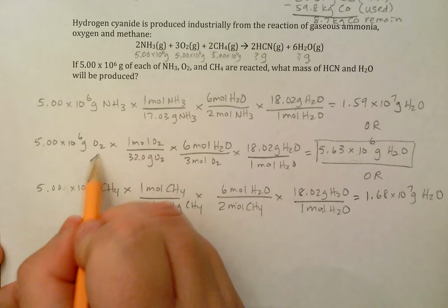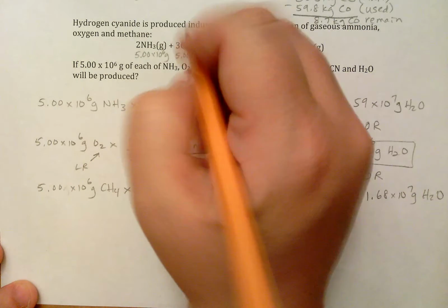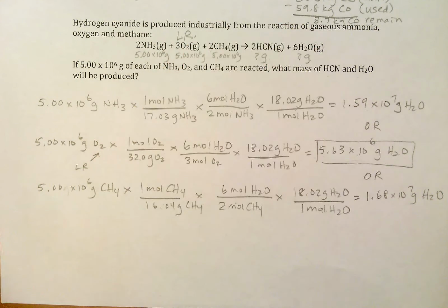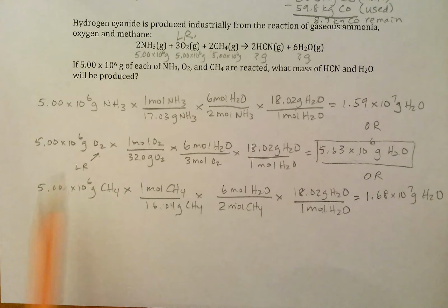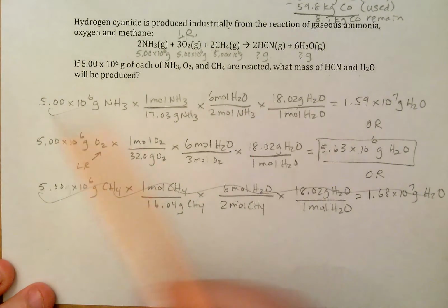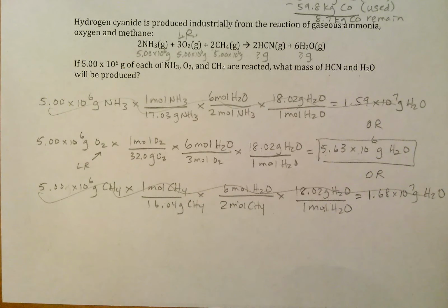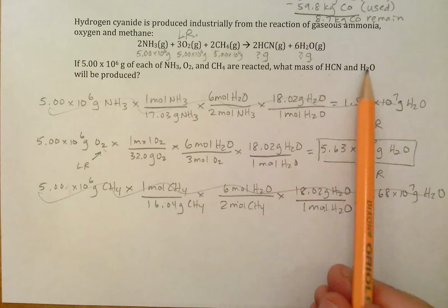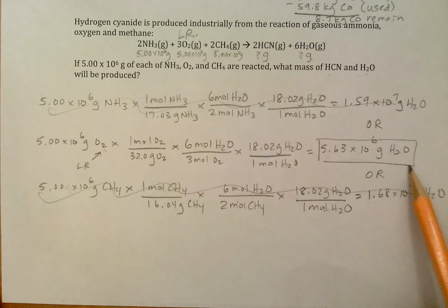So that means that we can't use this one in our equation at all, and we can't use this one in our equation at all. We have to only use oxygen, the limiting reactant, in order to do any calculations. So the question asks what mass of HCN and H2O will be produced. Well, we figured out how much H2O would be produced. Now we need to figure out how much HCN will be produced. And we can only do that by starting again with the 5 times 10 to the 6th grams of O2 and just doing the calculation again.